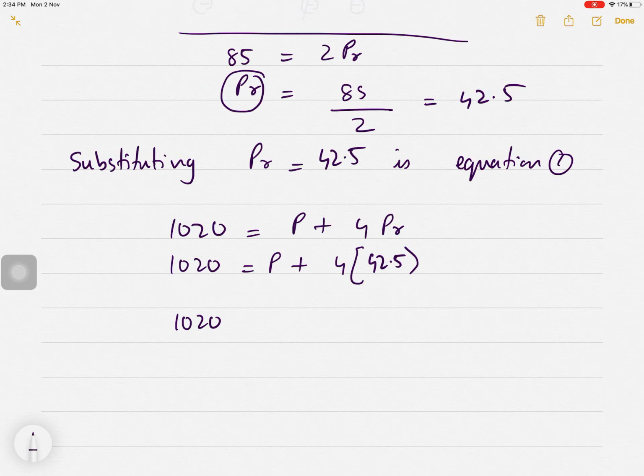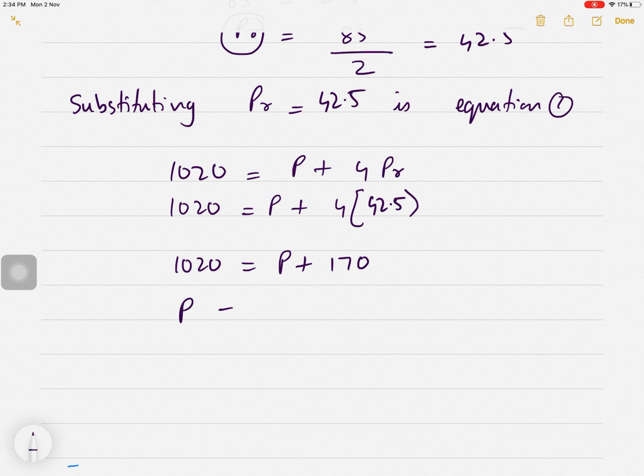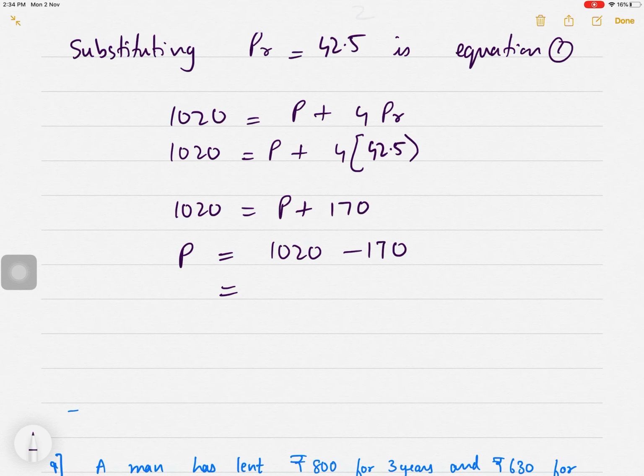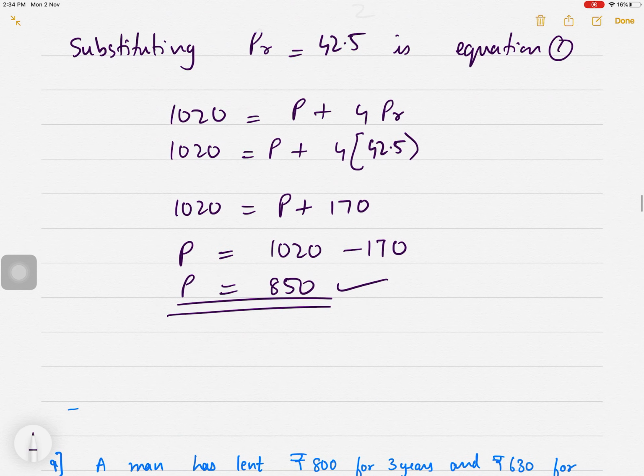So 1020 is equal to P plus 4 into 42.5. It comes to 170. So P is equal to 1020 minus 170. When you subtract, P becomes 850. So P is equal to 850. Now you know P, can you find out R? Take the same equation, you know the value of P, you can find out R.